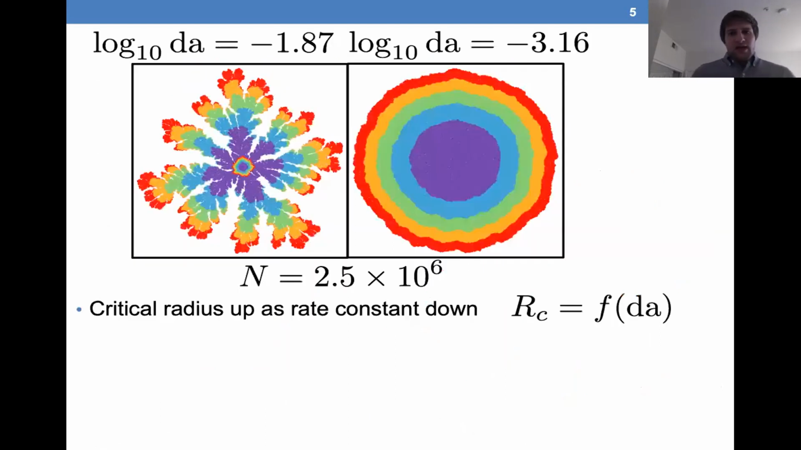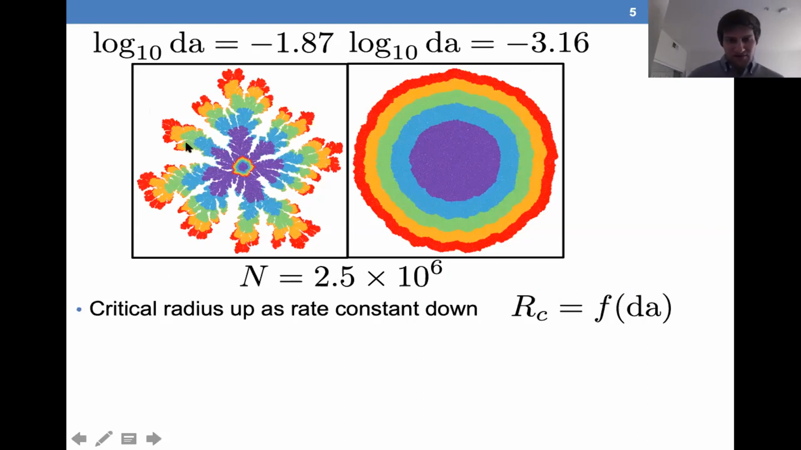And not only does it split into a fractal shape, but the critical radius, the point at which it splits into a fractal shape, depends on how sticky the cluster is. So for example, these two clusters both have the same number of particles in them. They both have 2.5 million particles. But this cluster over here was run at a much smaller value of the rate constant, so it's much less sticky. And so even with 2.5 million particles, this cluster has not split into the fractal shape yet, while this one has split. So roughly, the critical radius goes up as the rate constant goes down.